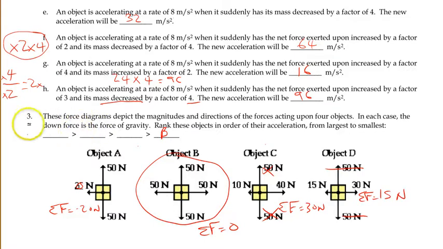The largest one, 30 newtons, is C. 20 is the next largest, that's A. And then the last one is 15. So that's object D. So it ranks in the order of largest is C, and the lowest is B. Now, that makes the assumption that all of the masses are the same. We can tell the masses are the same because the force of gravity is all the same. If the masses had been different, we would then have to rethink our ranking.